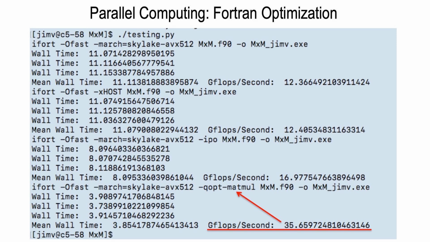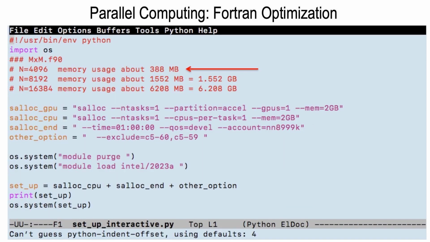Let's reevaluate this by increasing the problem size, setting n equal to 8192. As we scale up the matrix dimensions to 8192, we need to adjust our memory allocation accordingly. In our previous video, we demonstrated that the memory usage with n equal to 4096 was about 388 megabytes. Therefore, we can estimate that the memory usage will be 4 times larger with 8192. Let's request 2 gigabytes of memory and update our setup Python script accordingly.